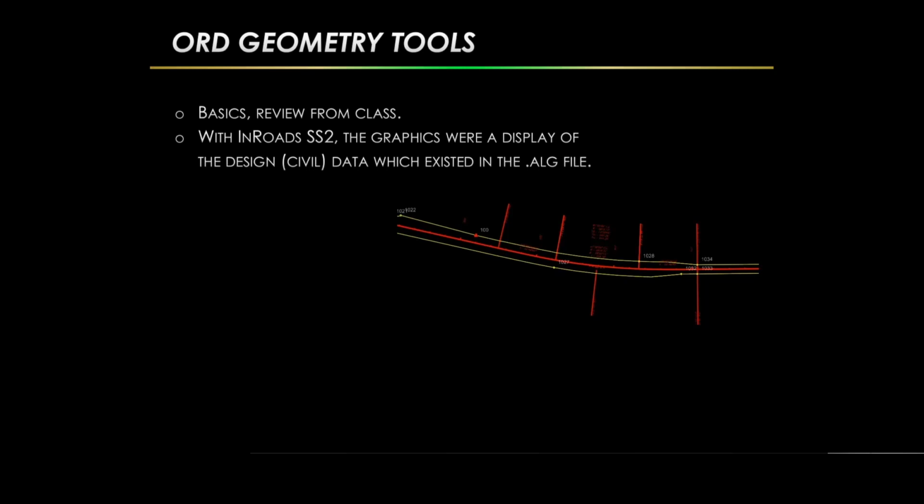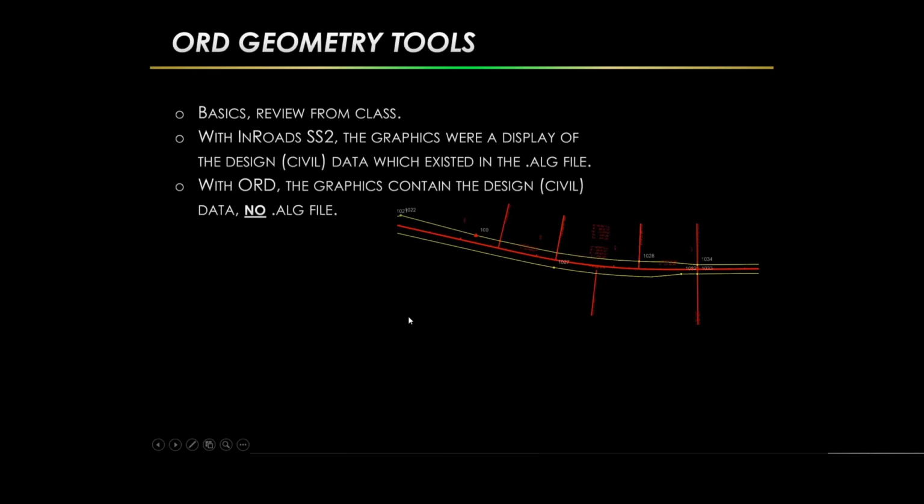Remember with InRoads SS2, we worked with the data from InRoads, we were working with just graphics on the screen. They were just a display of the design or civil data, which existed in that ALG file. But the change with ORD is the graphics contain the design data, the civil data, and there is no ALG file anymore.